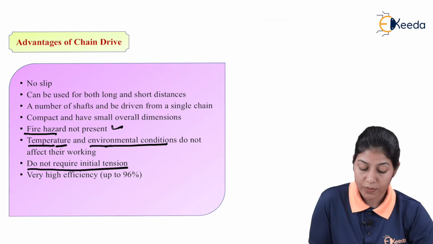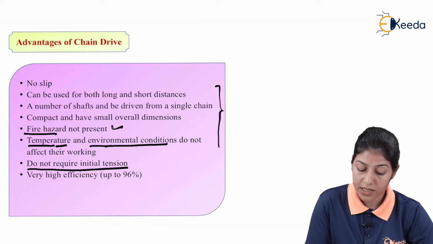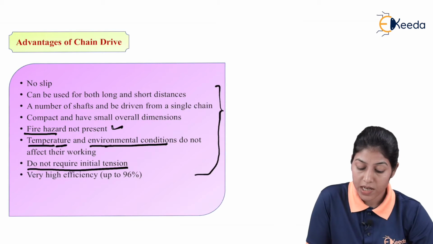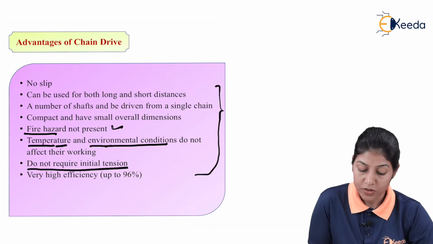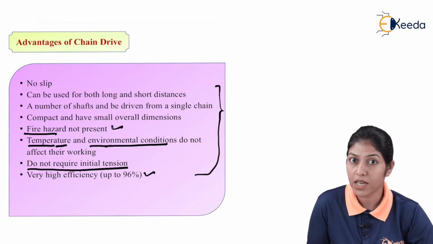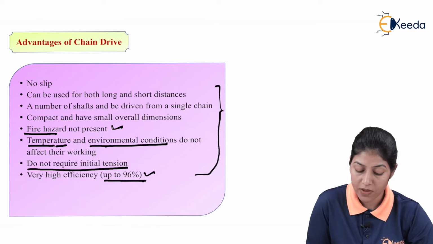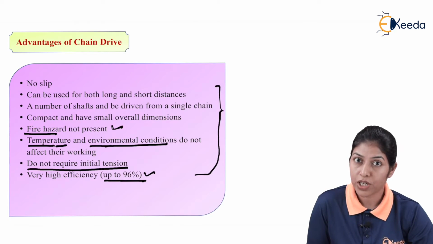As well as it will provide high efficiency because of these advantages. These advantages we are considering for chain drives compared to belt drive or rope drive. So because of these advantages, the efficiency of the chain drive we generally consider higher compared to rope drive and belt drive. So we generally get efficiency up to 96% in chain drive.